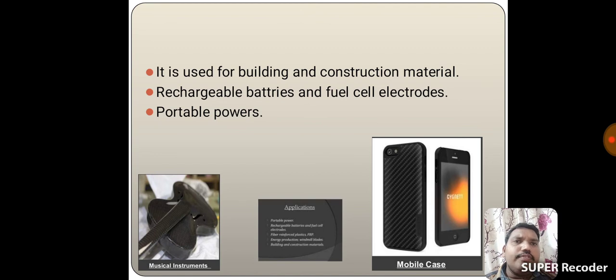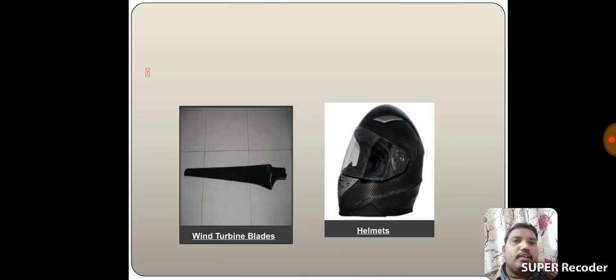It is used for building and construction material. Next one, rechargeable batteries and fuel cell electrodes. Next one, portable power. These are the musical instruments, guitar preparation. Next one, batteries. Next one, mobile cases. Next one, wind turbine blades. Helmets are also prepared with carbon fiber.